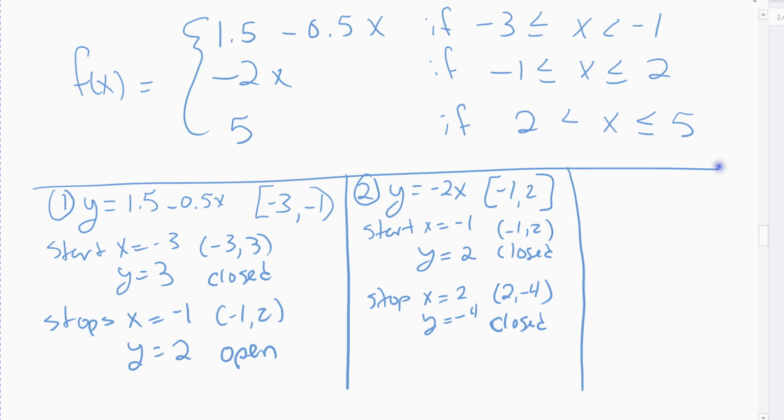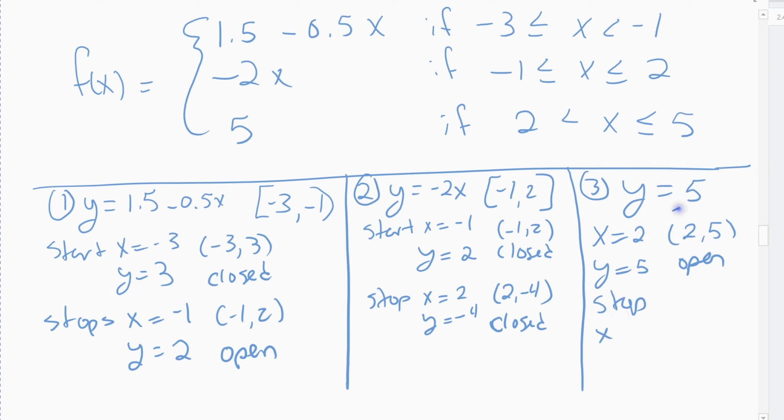Then I have my third piece. Let's see if I can fit it in here. Third piece is the line y equals 5. So it's a horizontal line between 2 and 5. Alright, starts at x equals 2, y has to be 5, so it's the point 2, 5, but this is open, because it doesn't exist at 2. And then we'll stop at x equals 5, y equals 5, so the point 5, 5 is where it stops, and that's closed. Alright, so starts and stops at those points, so there's all my information.